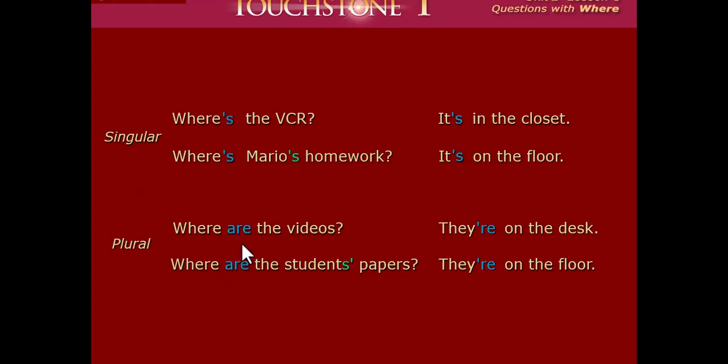And when we are talking about plural, we use are. Where are the videos? They're on the desk. So this apostrophe RE is the contraction of the verb to be. They are there. They're on the floor. So in this lesson, you have questions with where. And in the answer, we are using prepositions that we're going to talk about in one of the future lessons, the prepositions in, on, etc., okay?